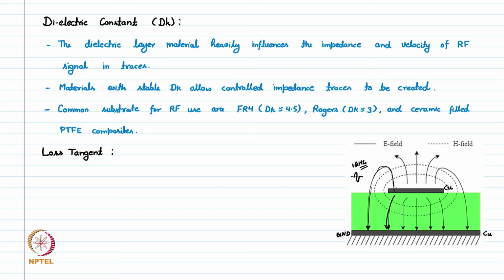So, at that high frequency, if these field lines are going through this substrate, which is our substrate here, and there is a potential as well, because this signal is, let us say, 10 volt peak to peak.